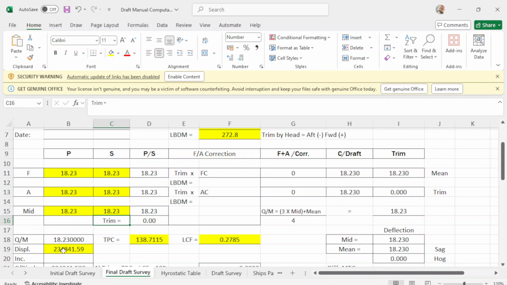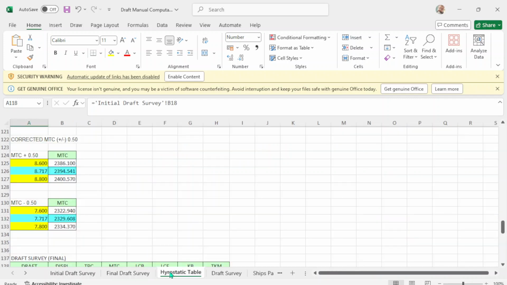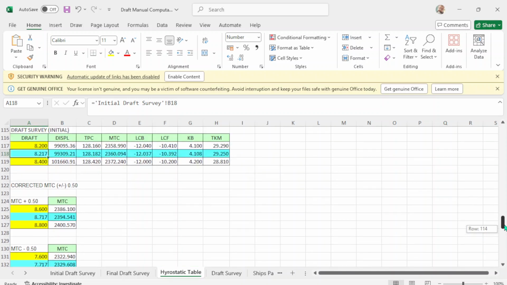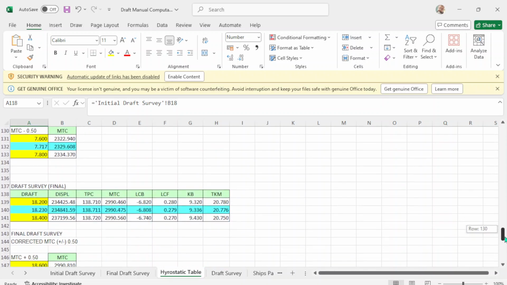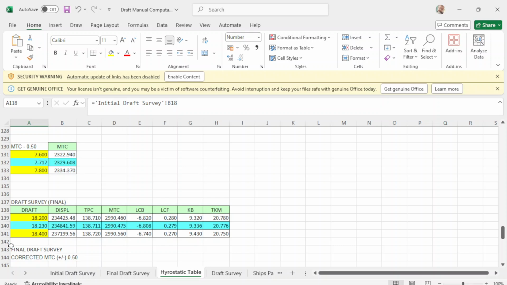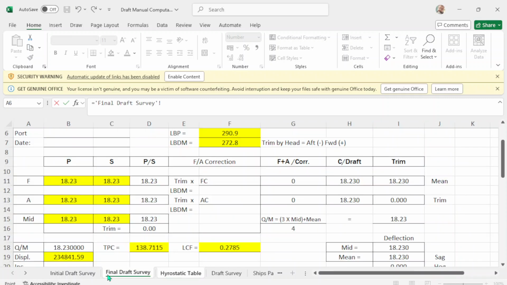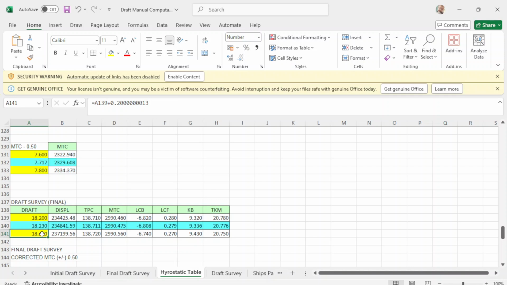Okay, we'll check our displacement. You go to the hydrostatic table, then you go to final. This is the final draft survey. So 18.23. What you do is, for example, press equals, then go to the final draft survey, then you click this cell, then it will go down to 18.23, and this is all automatic. They will just show up.